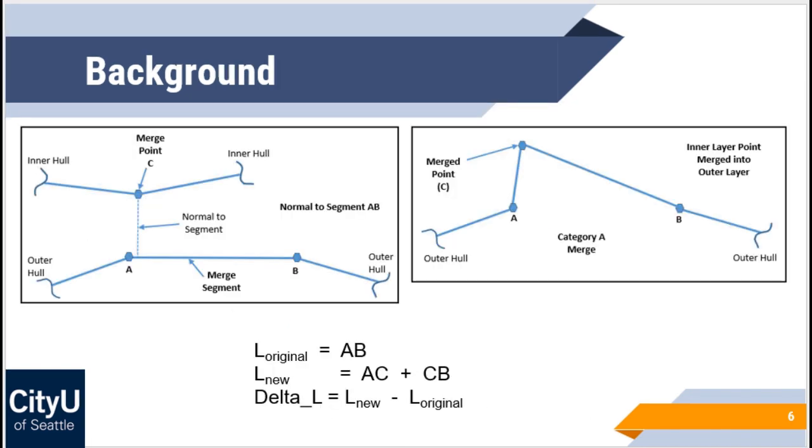Delta distance after merge simply means that the distance AB of line segment AB represents original distance, and distance A to C and C to B represents the new distance. So new distance minus original distance equals delta distance, which when using complexity induction would get multiplied by input parameters.